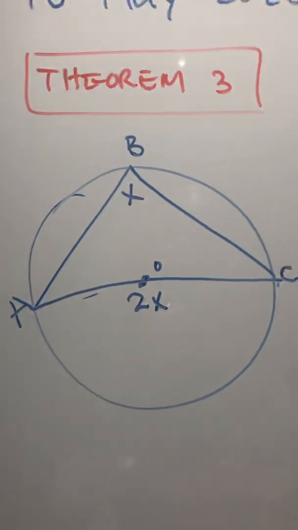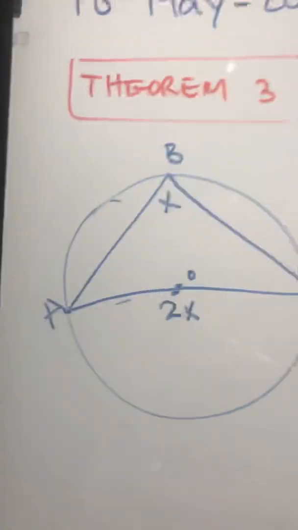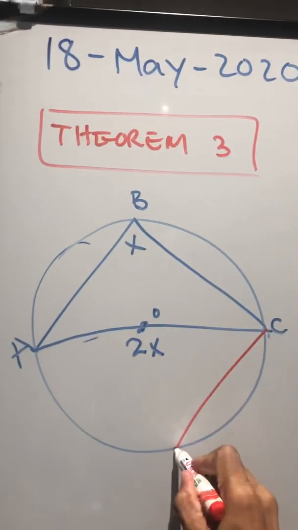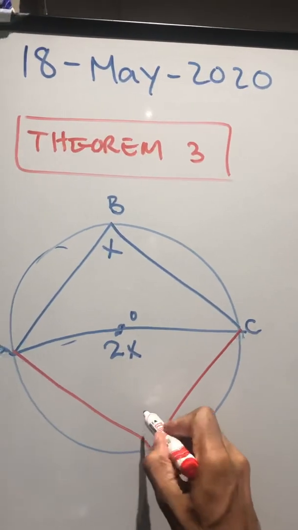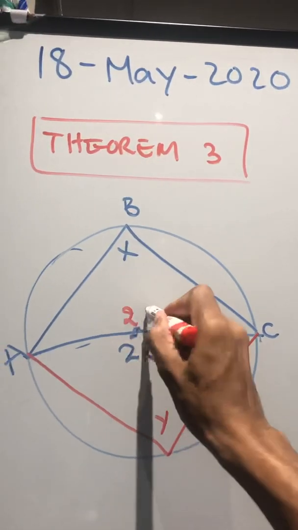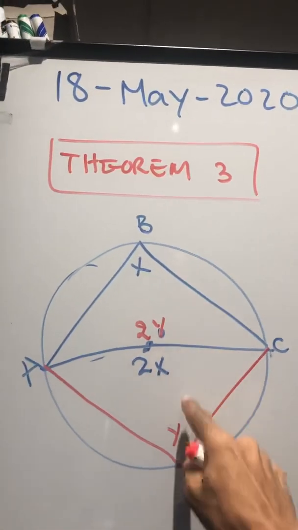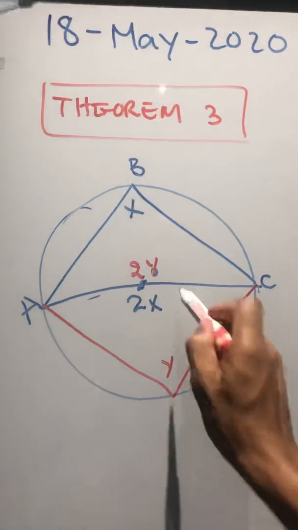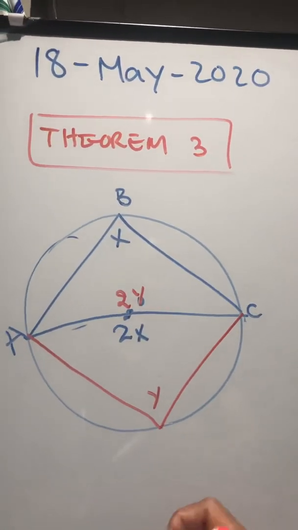All right. Now, let's take another color and say, but what if we draw another one there? If we draw another one, and say this is y, so that will be 2y, because the angle at the center is twice the angle at the circumference. So how can we put all this together to come up with a different theorem now, right?